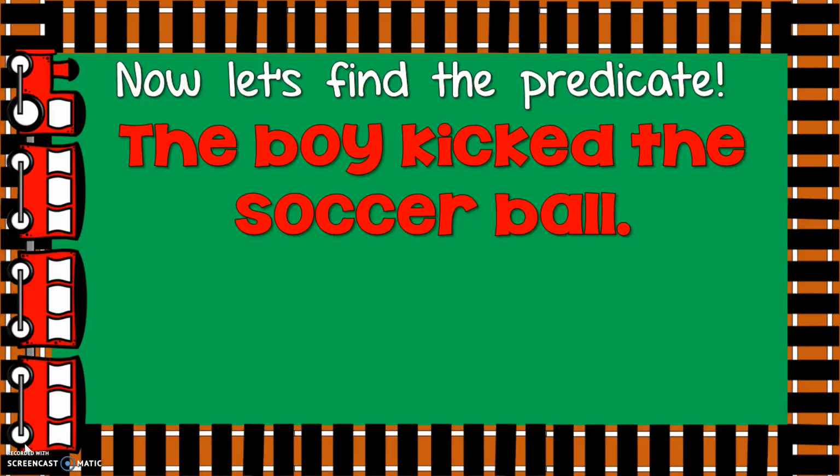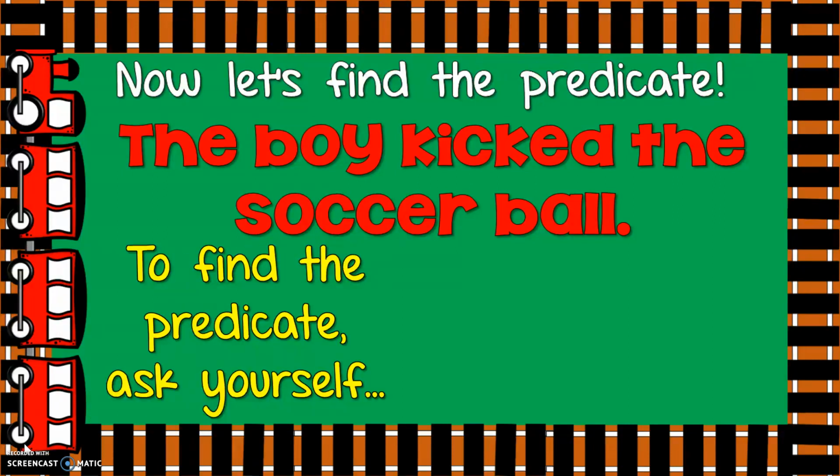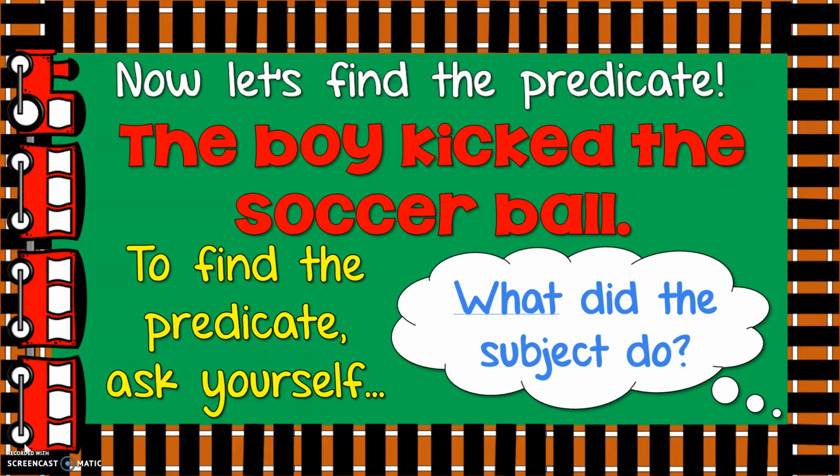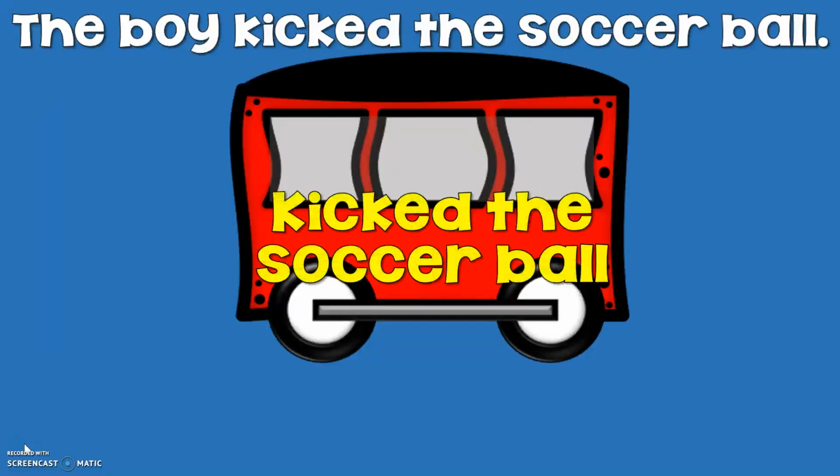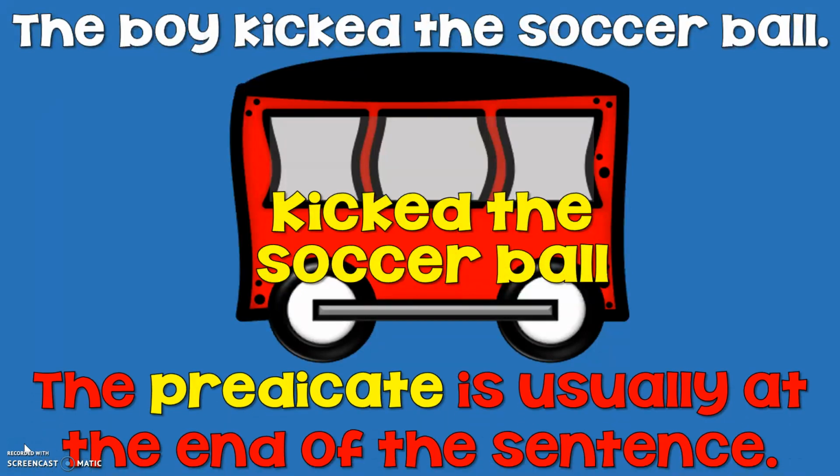Now let's find the predicate of the same sentence. The boy kicked the soccer ball. To find the predicate, ask yourself, what did the subject do? So in this sentence, what did the boy do? The boy kicked the soccer ball. The predicate is usually at the end of the sentence. It's where the action piece comes. It's not always there, but most of the time, the predicate will be located at the end of a sentence and always a part of the action or the verb word.